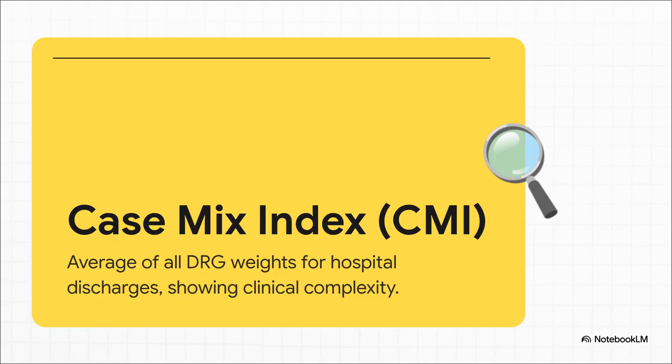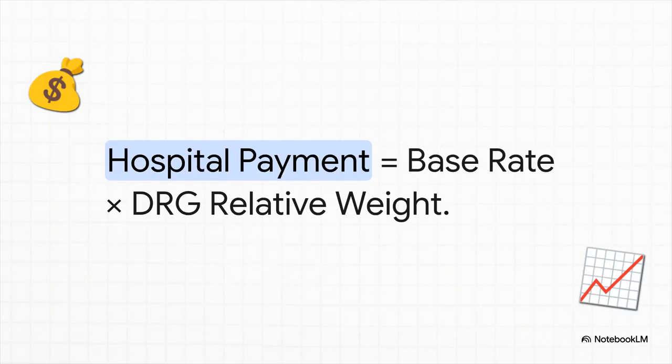So what exactly is the case mix index, or CMI, and why does your finance team obsess over it? By definition, it's the average of all DRG relative weights assigned to a hospital's discharges over a specific time frame. You can basically think of CMI as the ultimate proxy for your facility's patient acuity. A higher CMI tells the world your hospital is treating more complex, resource-intensive patients. If you're performing complex surgeries or treating severe systemic infections, your CMI should absolutely reflect that. If it's artificially low, it means your clinical documentation is completely failing to capture the true severity of the patients you're treating.